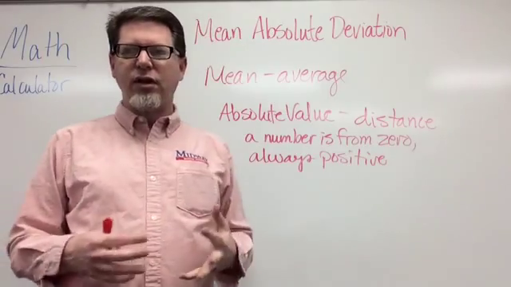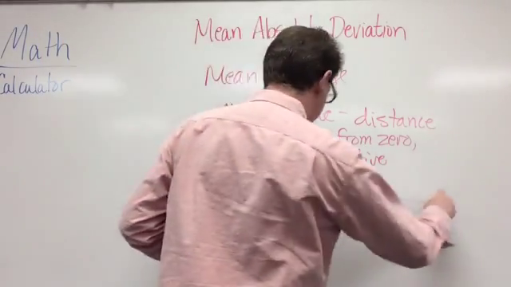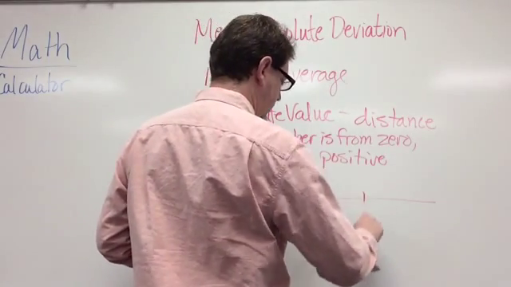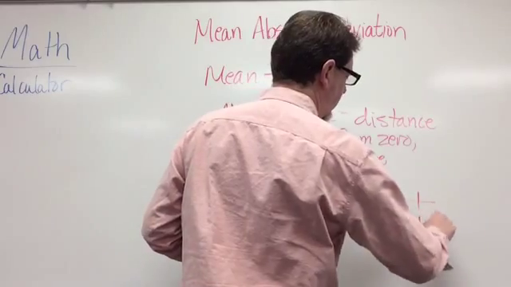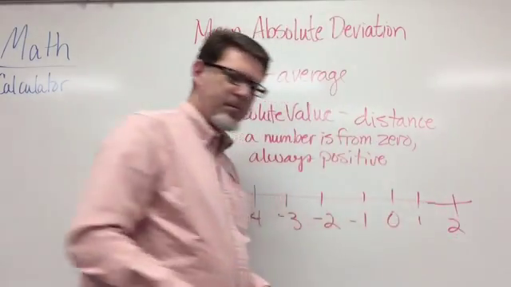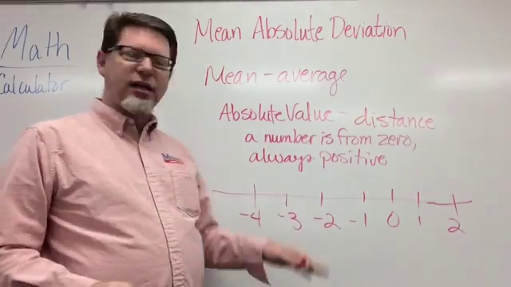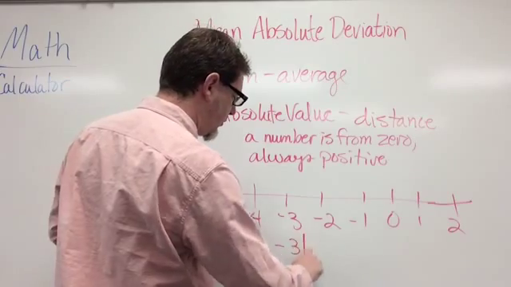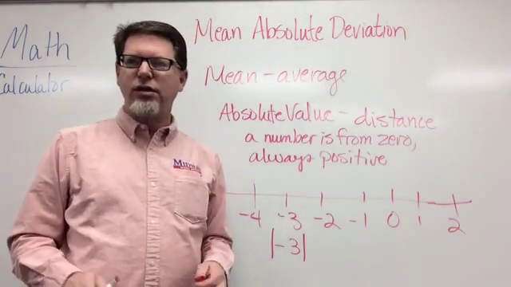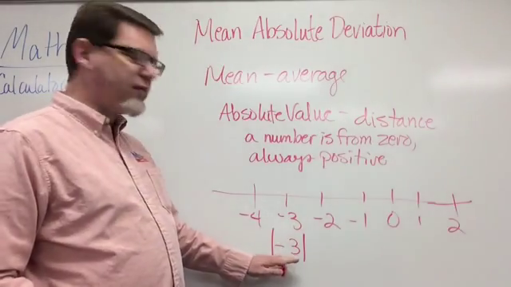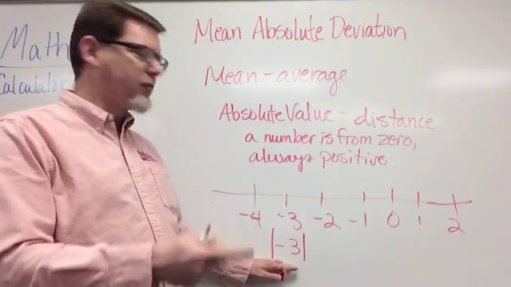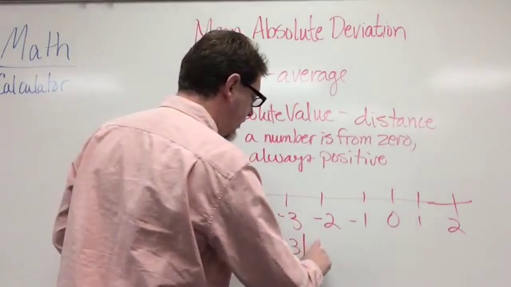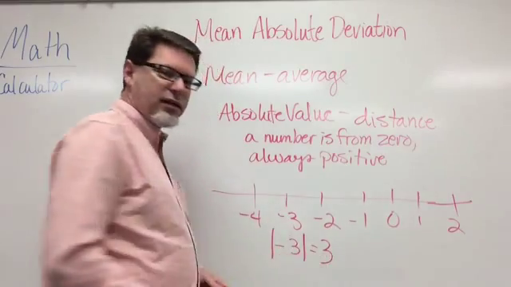For example, if you look on a number line, I'll just draw a quick number line. I'll put -4, -3, -2, -1, 0, 1, 2. If I look at this, I can find the absolute value of each of these numbers. What's the absolute value of -3? And we put bars on it like that. Those are the symbols for absolute value. The absolute value of -3 is the distance that 3 is from 0. How far is 3 from 0? Well, it's 3. So the absolute value of -3 equals +3.